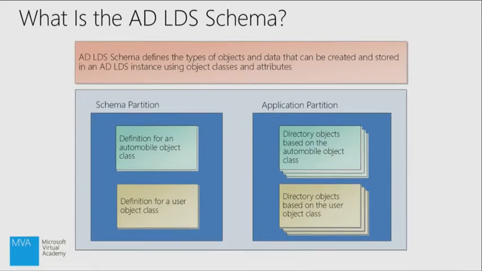What is the schema? The schema for AD LDS is the same thing that it was for Active Directory Domain Services. It defines the types of objects and the data that can be created and stored in an instance using object classes and attributes. So it defines what the objects are, and it defines the attributes about them. In this case, we have on the slide some examples. The schema partition has a definition for an automobile object class and a definition for a user object class. In the application partition, we're actually going to get objects based on those classes, the automobile or the user class.